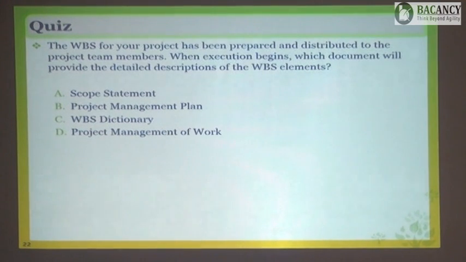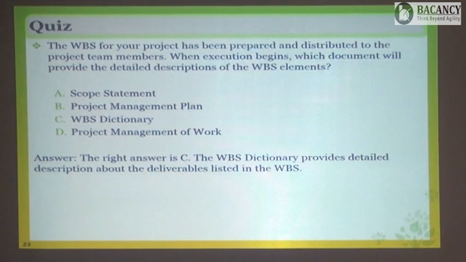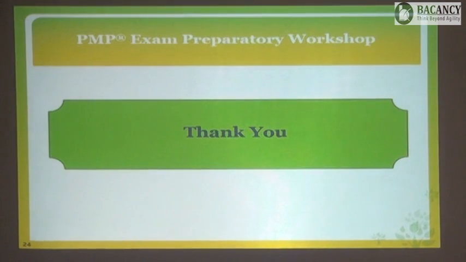Well, the correct answer is C. It is asking you specifically for the detailed description of the WBS element. The project management plan is the collection. I'm not saying it is a wrong answer, the project management plan is a collection of all these things. But here it is asking for the specific document, and from this specific one, WBS dictionary. And that is all about scope.